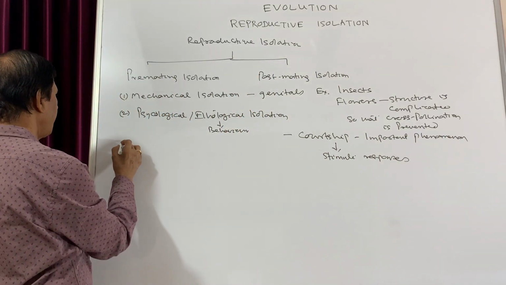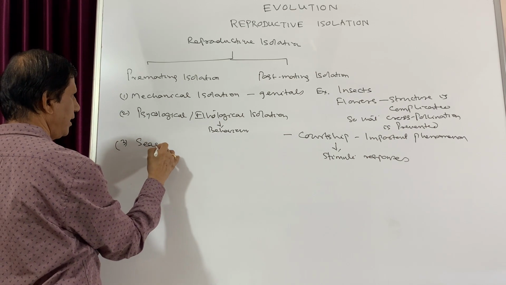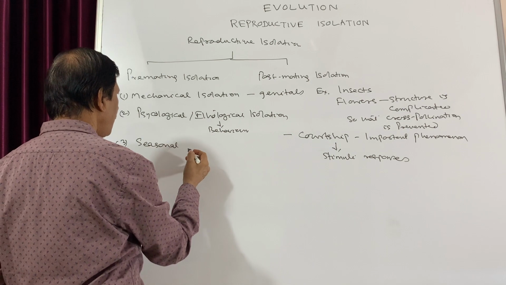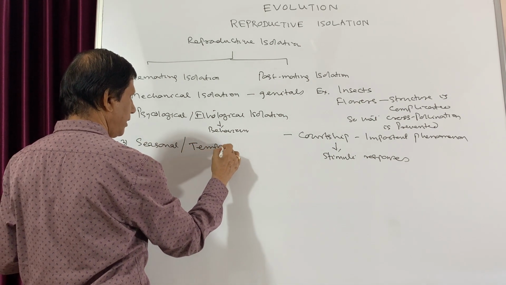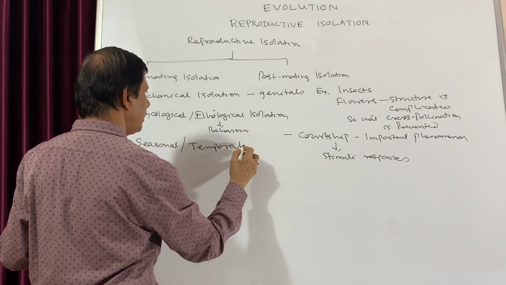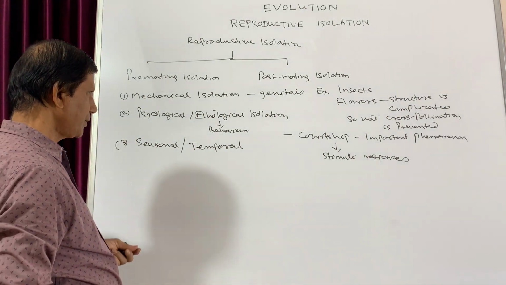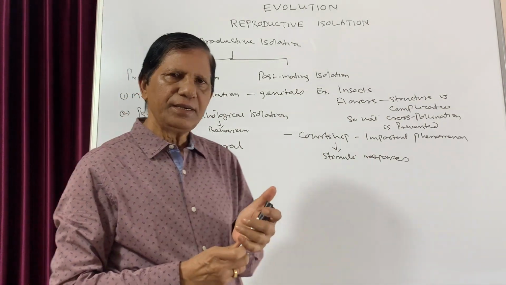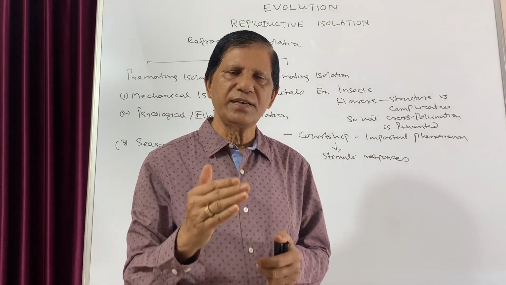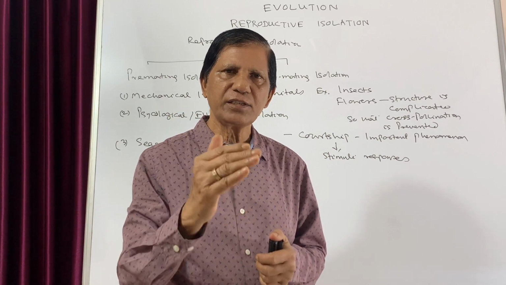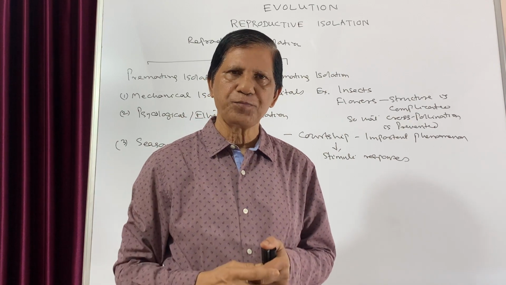Now come to the third one. The third one, commonly we can take as seasonal, or also as temporal isolation. Usually, in animals, particularly in birds, some birds breed only in a particular season, some in the rainy season, some in winter, some in summer.